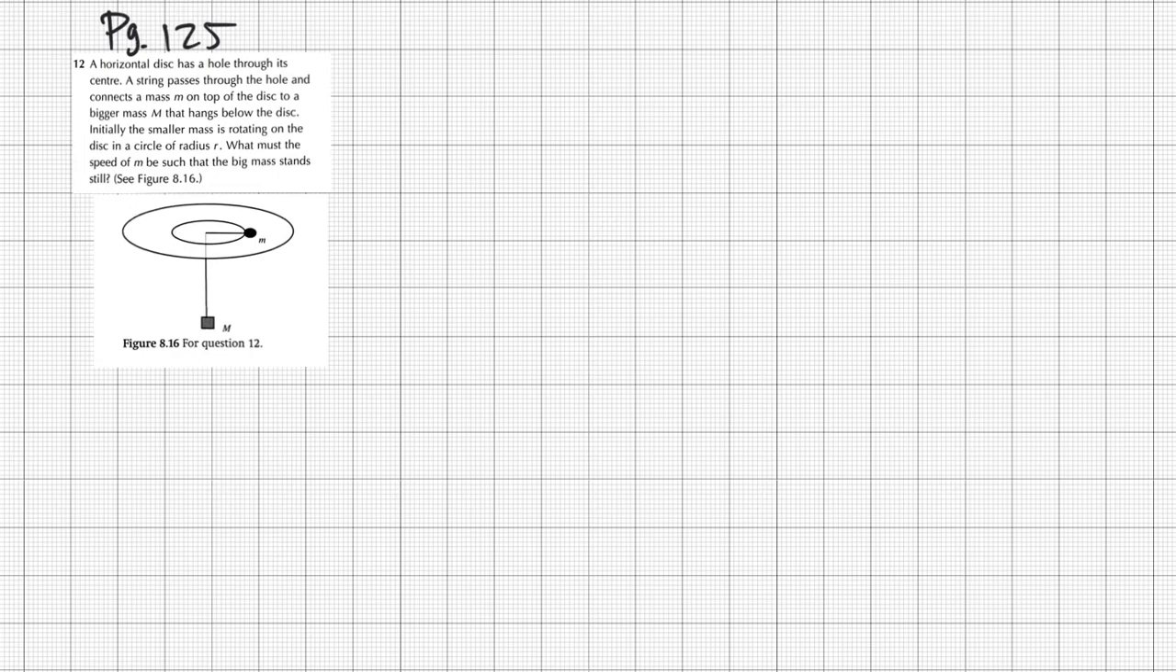So let's look at question 12. It says a horizontal disk has a hole through its center. A string passes through the hole and it connects to a mass m on the top of the disk, to a bigger mass, big M, that hangs below the disk. Initially, the smaller mass is rotating in a circle at radius r. What must the speed of m be such that the big mass stands still?